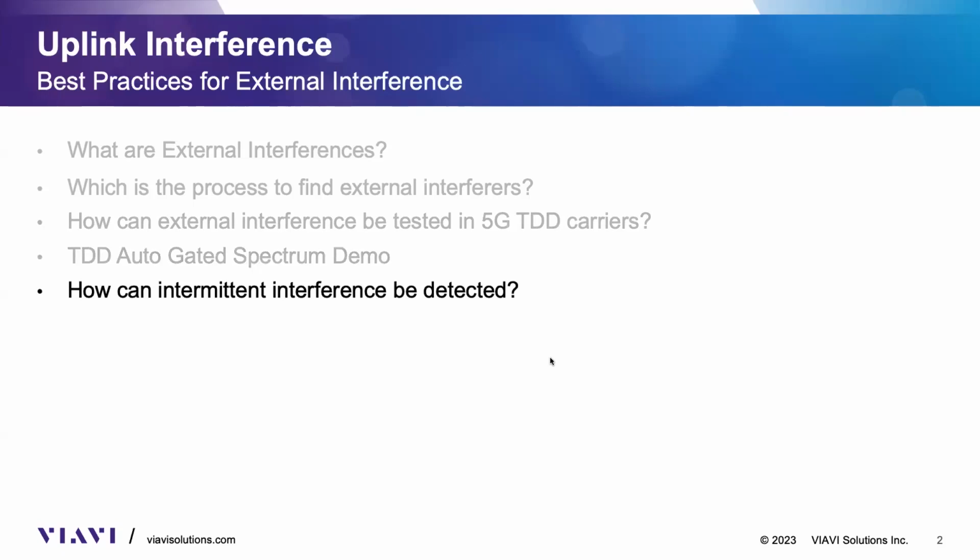Next, we're going to try to understand the different types of interferences, as well as how we're going to be able to assess for intermittent interferences. That involves a little bit of post-processing analysis, so we're going to go through an example as well.